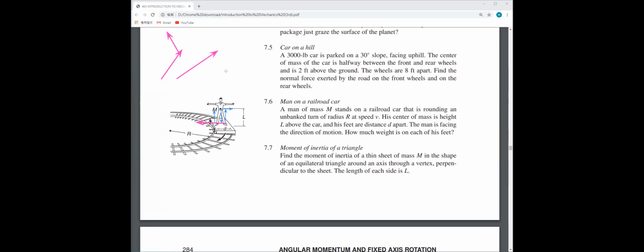But normally you will take the moment at the center. So even if you forget drawing the centrifugal force, that's still fine. Yeah, that's it.